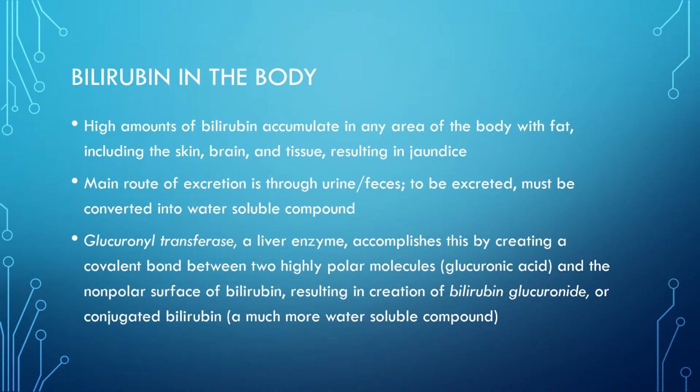So how does the body get around this? The bilirubin that is accumulated in fatty areas like the skin, tissues, or the brain is converted into a water-soluble compound with the help of a liver enzyme. The final compound is known as conjugated bilirubin, which is a much more water-soluble compound. This allows the bilirubin to be excreted through the urine or the feces.